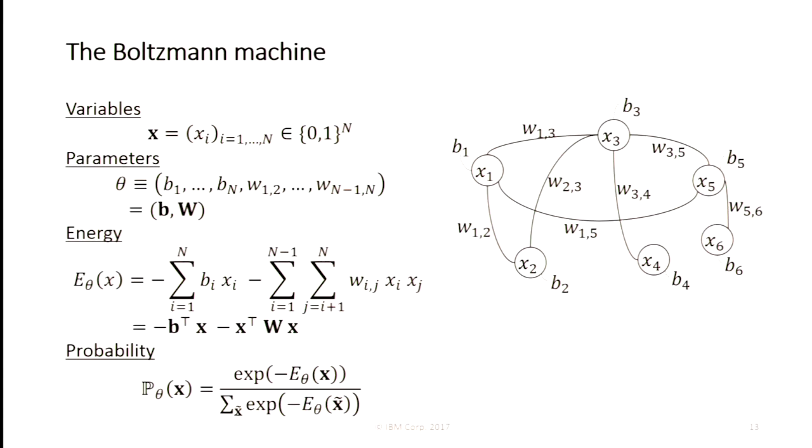And here, the summation with respect to tilde x means that we take the summation over all possible binary patterns that this Boltzmann machine can take. This is a general expression for an energy-based stochastic model. Whenever you define some energy, we can talk about a probability distribution using this energy.